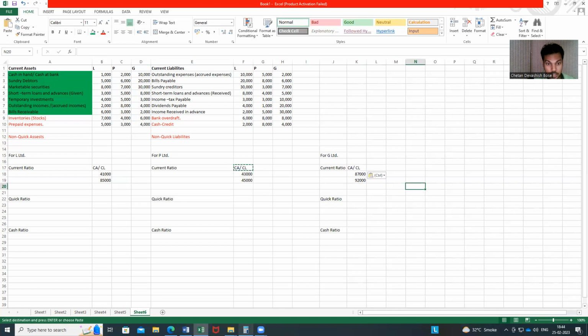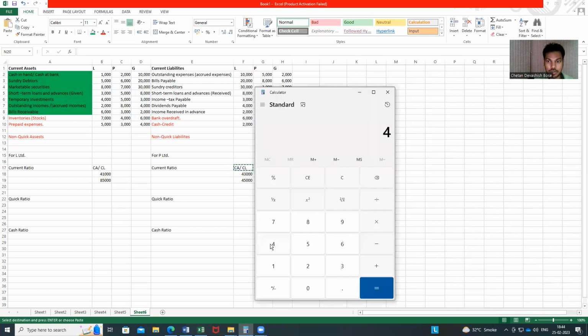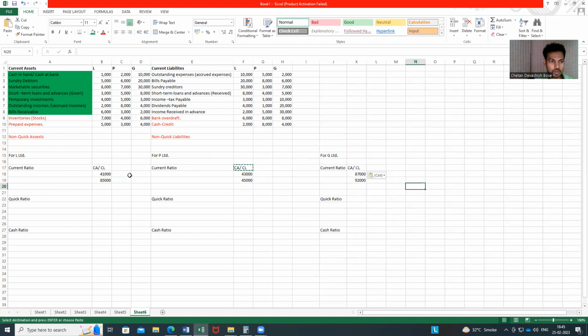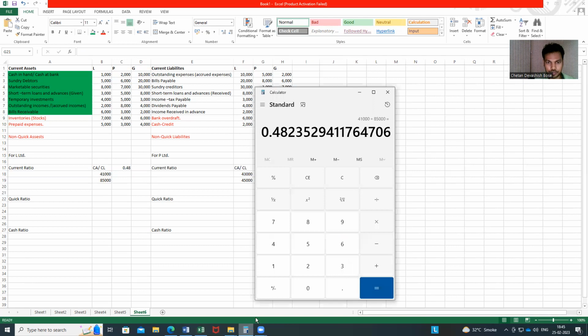Okay, now I would be using my calculator. First thing I will do is 41,000 divided by 85,000. I will get 0.48. 0.48 is the ratio I'm getting for F Limited.